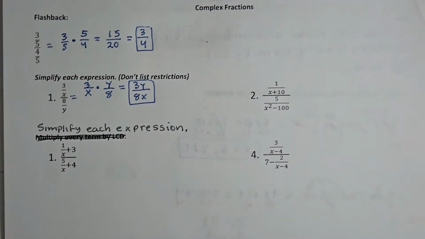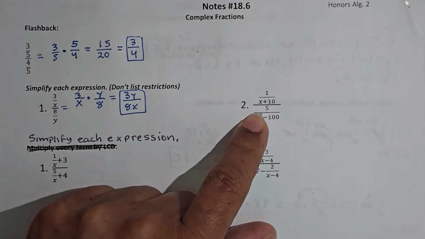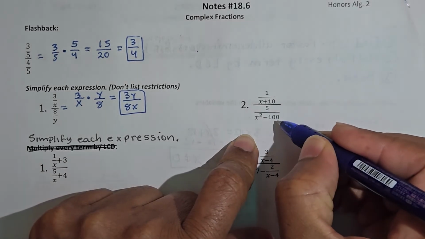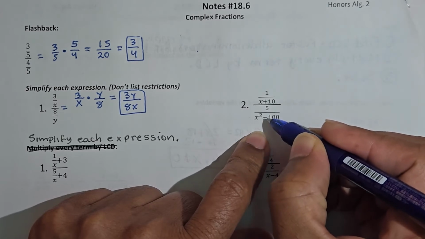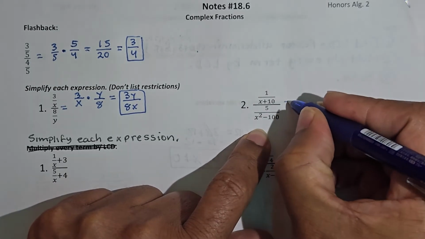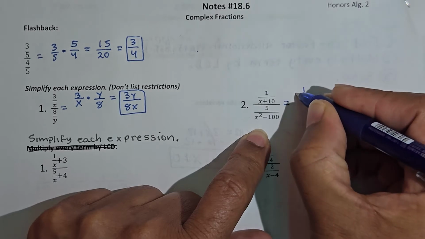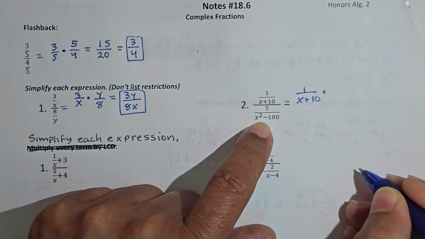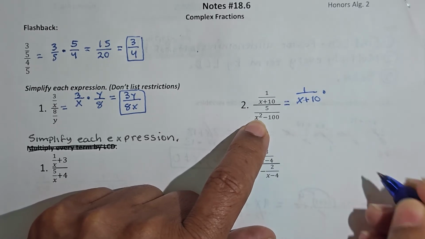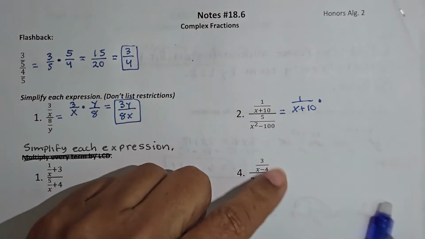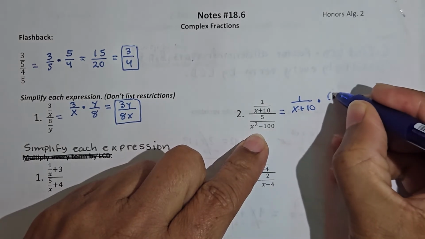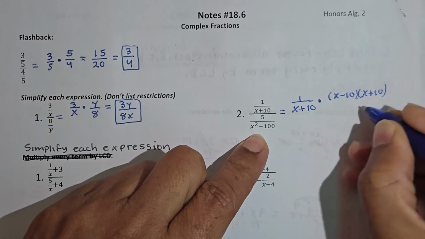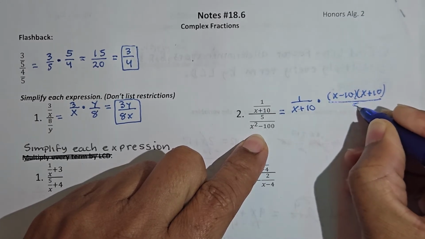For the next example, we have 1 over x plus 10 divided by 5 over x squared minus 100. But notice that this is a difference of squares. So the numerator, 1 over x plus 10, stays the same, times, I'm going to reciprocate this one, but I'm going to factor it out using the difference of squares. So this one is factored as x minus 10 times x plus 10, over 5.